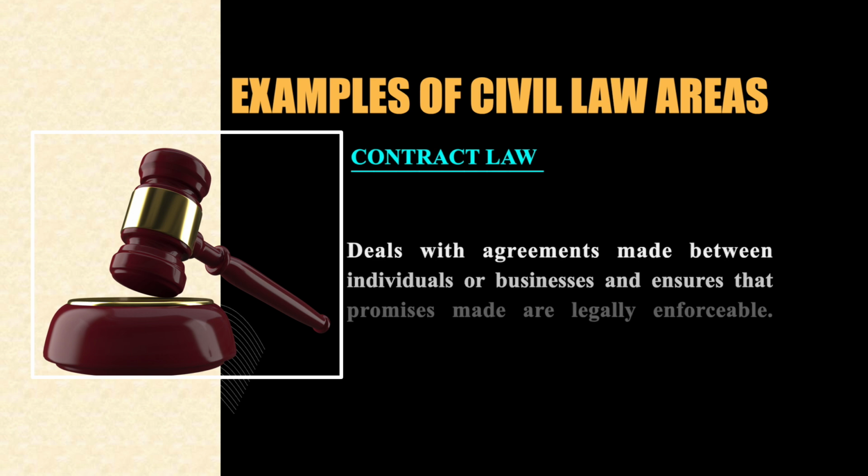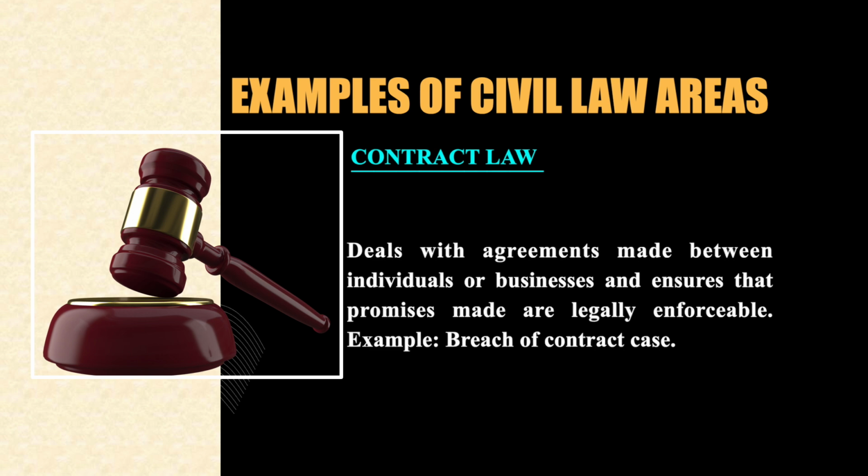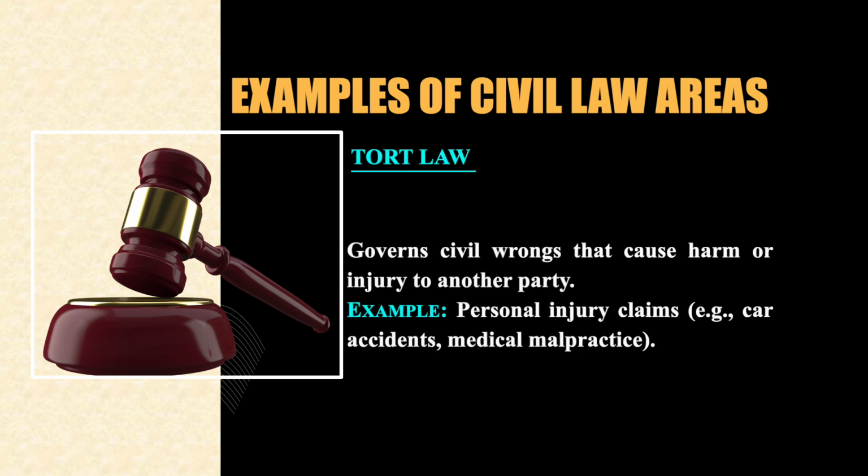Contract law deals with agreements between individuals or businesses and ensures that the promises made are legally enforceable. Example, breach of contract case. Tort law governs civil wrongs that cause harm or injury to another party. Examples, personal injury claims, car accidents, medical malpractice.